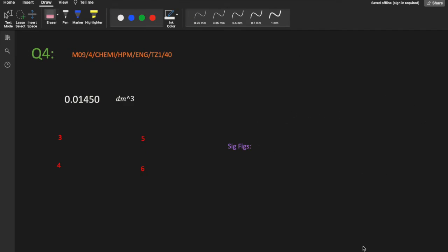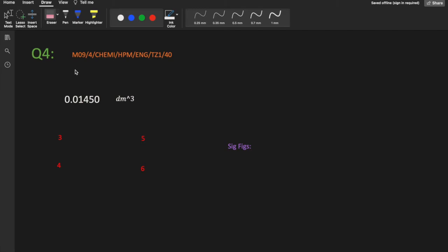So for question number 4, which is also a multiple choice question from paper 1, we're asked to find the correct number of sig figs or significant figures in this value right here, in this number. The options we're given are 3, 4, 5, or 6 significant figures in the measurement or value.